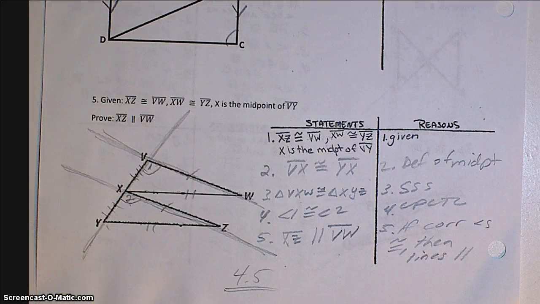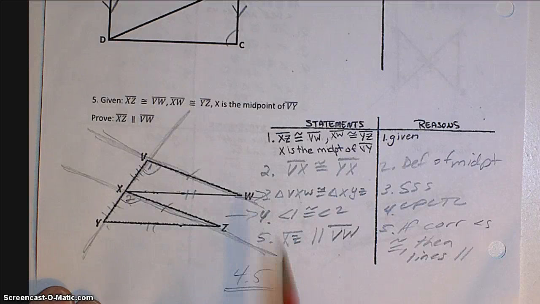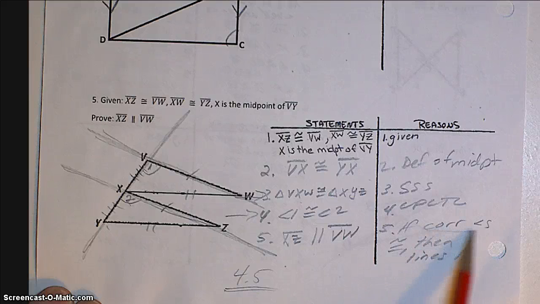Okay? In general, you always want to follow this process. Prove triangles congruent. CPCTC for some type of angles. Depending on what type of angles you chose, then you can prove that the lines are parallel.